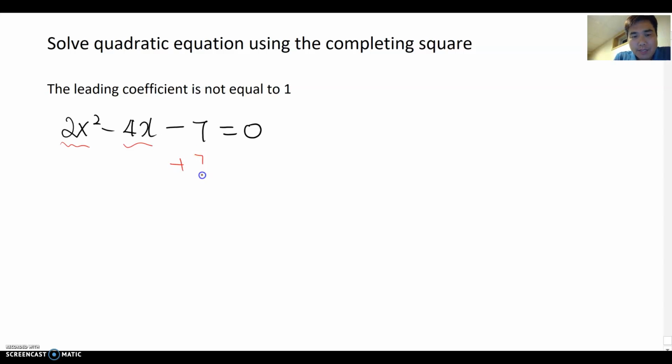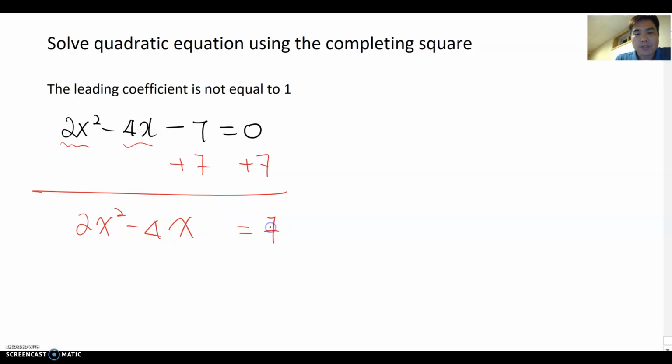So I'm going to add 7 here. Then this becomes 2x squared minus 4x equal to 7. But the problem is we have 2x squared. If it were 4x squared, it would be possible to complete the square, because 4x squared means 2x squared. Or we can use another method, like other questions, where we make the leading coefficient equal to 1.